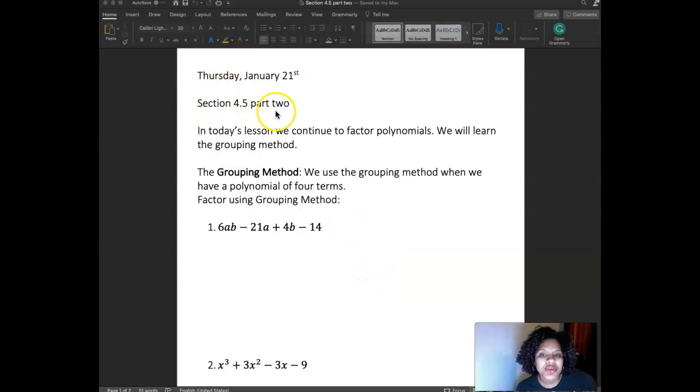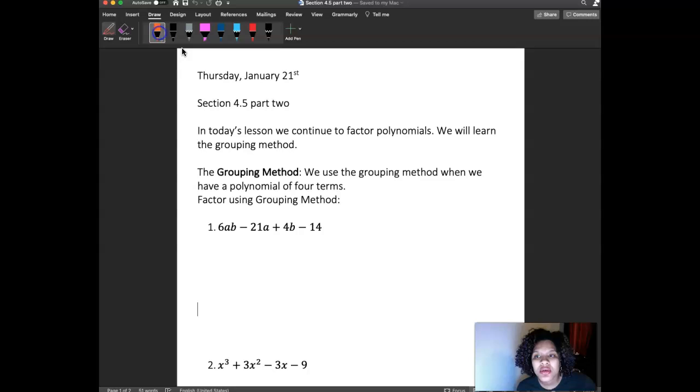This is the lesson for Thursday, January 31st. In this lesson, we're going to cover section 4.5, part 2. We're going to continue to use two-factor polynomials. In this lesson, we're going to be learning the grouping method. The grouping method we use when we have a polynomial of 4 terms. So when you think about grouping, you're going to think about a polynomial of 4 terms, all right?